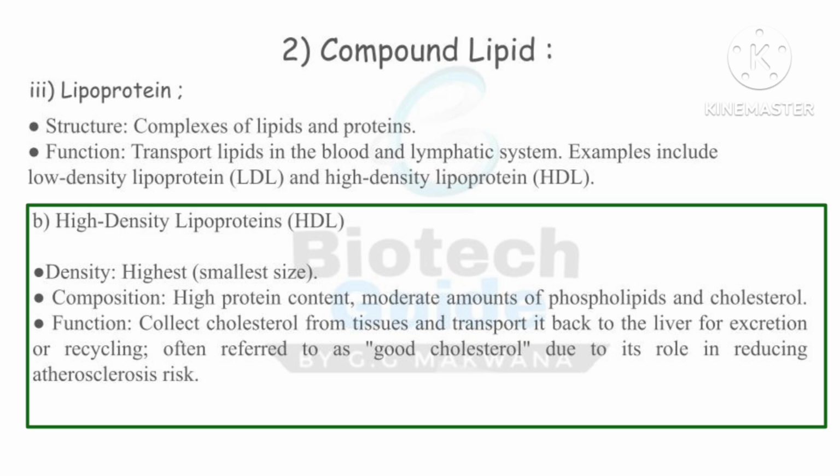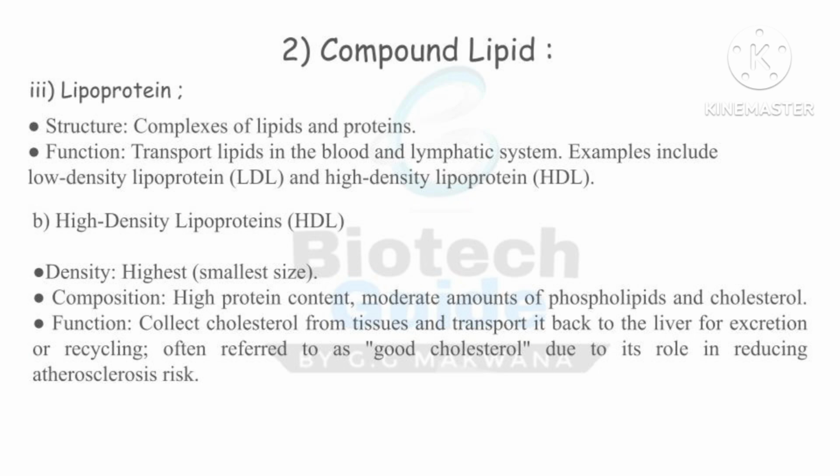Then the second subtype of lipoprotein is high density lipoprotein. The density is highest and the composition consists of high protein content, a moderate amount of phospholipid and cholesterol, and the major function is to collect cholesterol from the tissues and transport it back to the liver for excretion and recycling, often referred to as good cholesterol due to its role in reducing atherosclerosis risk. So mainly we will differentiate LDL and HDL through their function and mechanism.